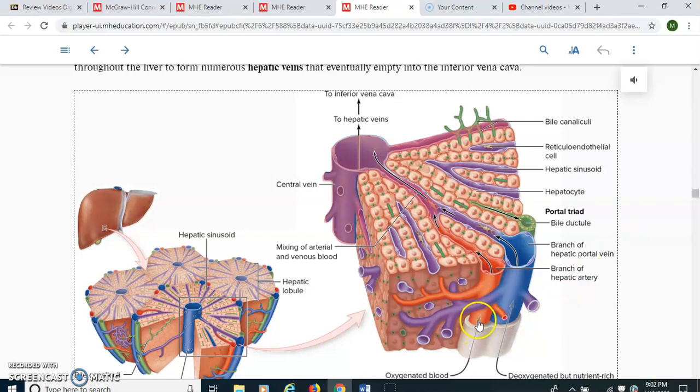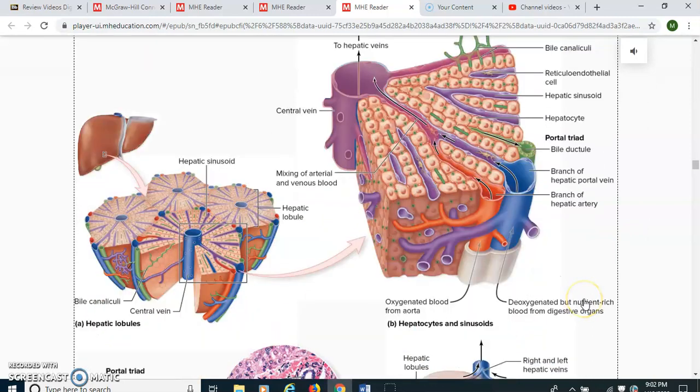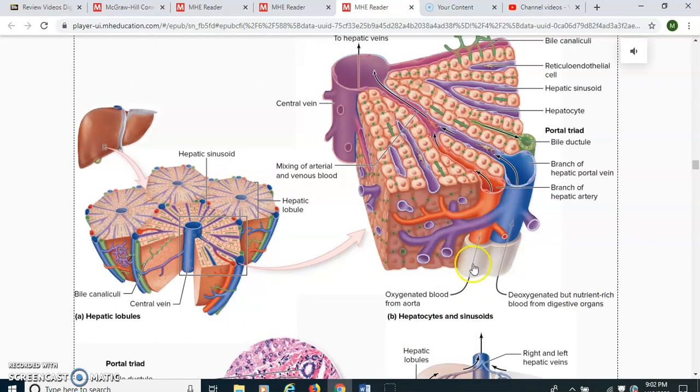So we have, again, two sources of blood coming into the liver. One's through the hepatic artery. And so that blood's coming, and we know that blood's oxygenated, so its main function is to come in here and provide oxygen and nutrients to these hepatocytes so they can continue to function properly.